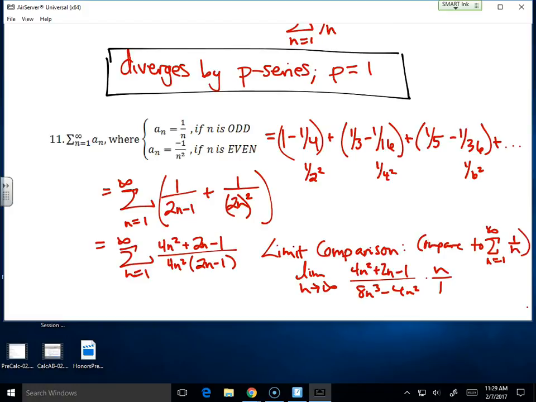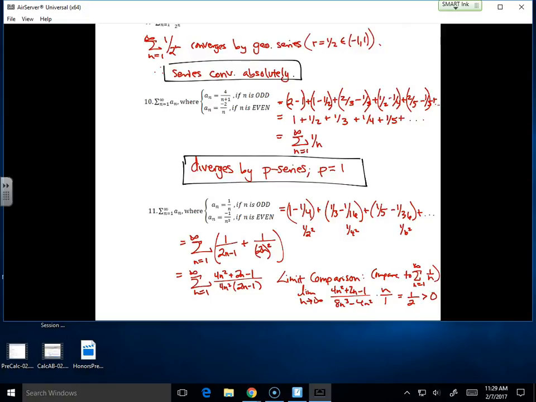Which diverges by p series. This one ends up being a tie, which will be 1/2, right? Remember what our rule said? As long as we get a non-zero constant, what can we say? They both do the same, converge or diverge. So therefore we can say it's compared to 1 over n, which diverges by p series.